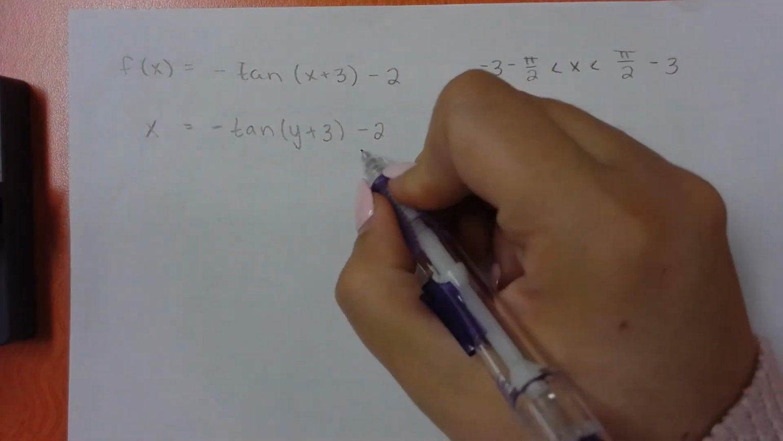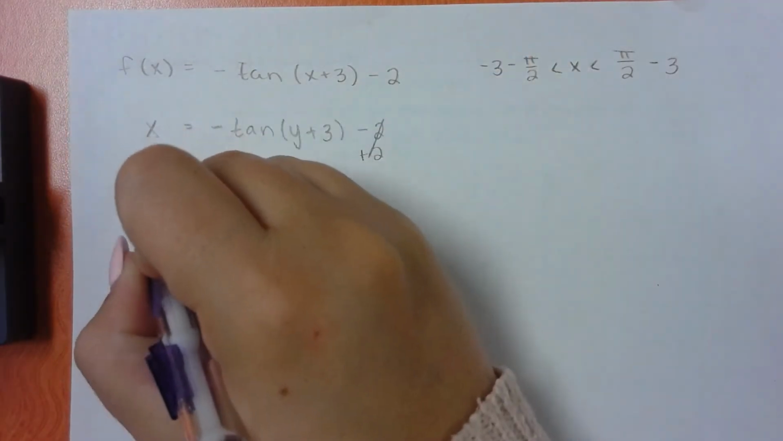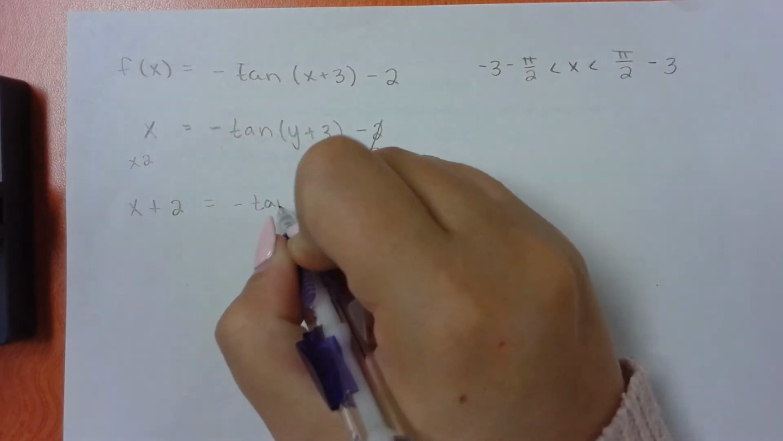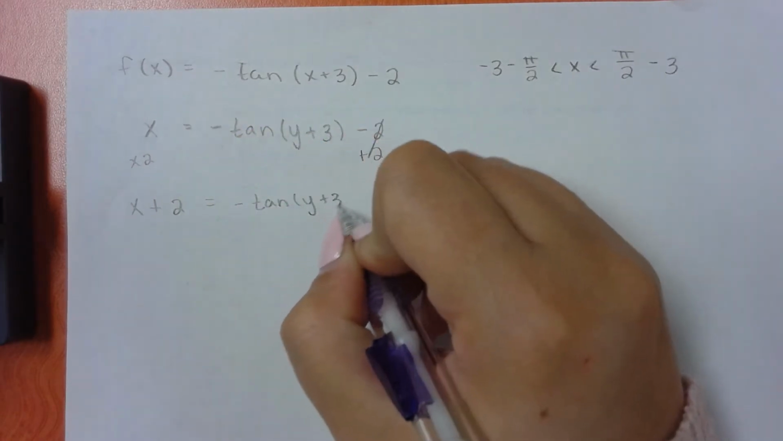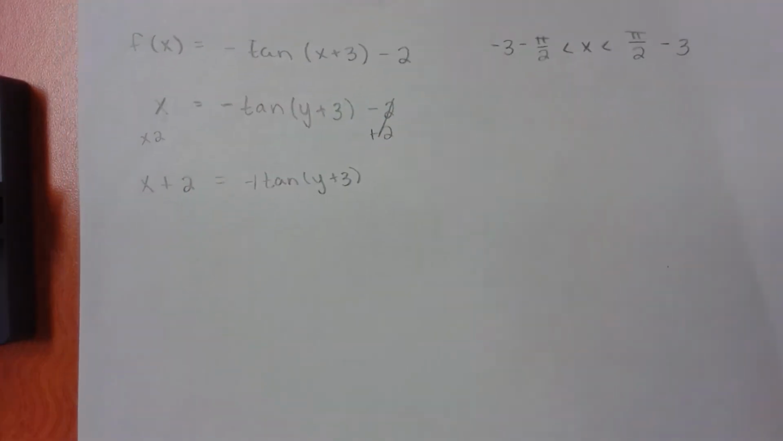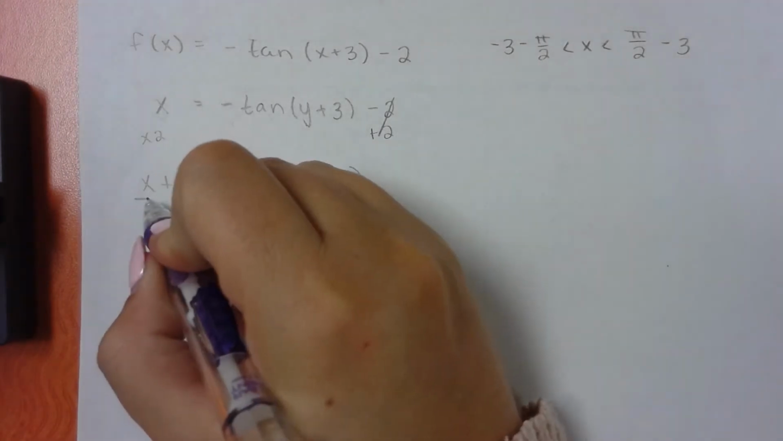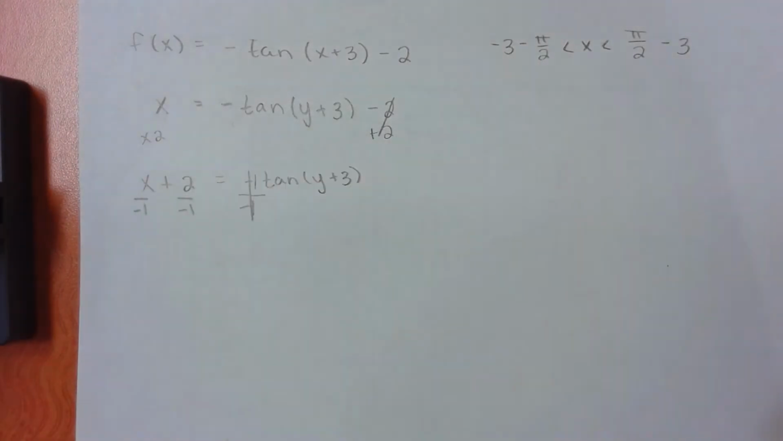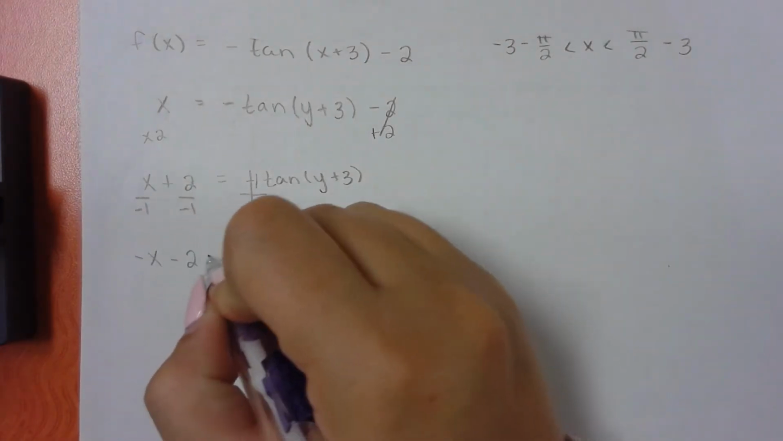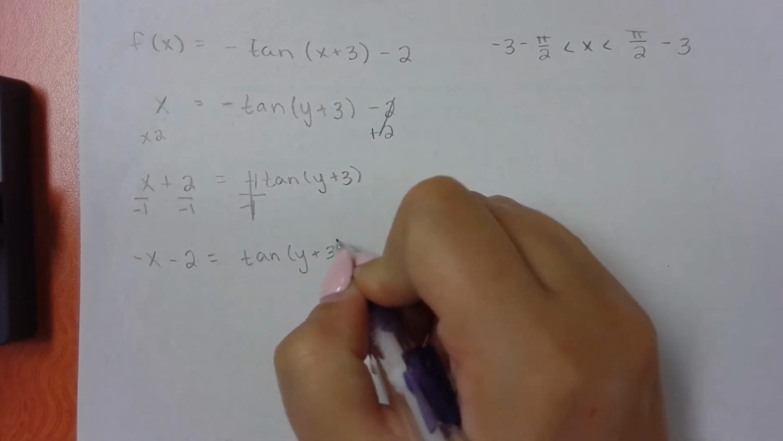So then my first step here would be to add 2 to the other side. So that gives me x plus 2 equals negative tangent (y plus 3). Now this negative tangent is like a -1 tangent. So if I want to get rid of that -1, I'm going to have to divide by -1, which means I'm going to have to divide each of these by -1. So that gives me negative x minus 2 equals tangent (y plus 3).